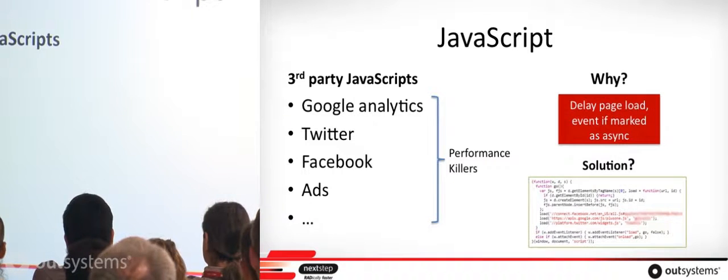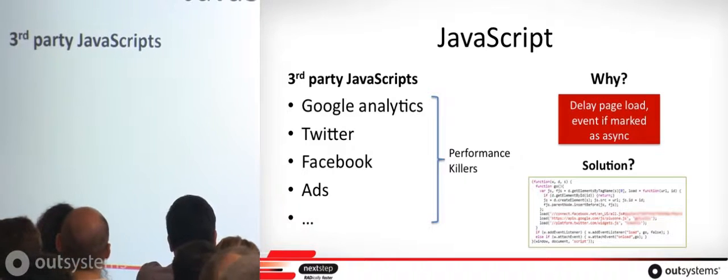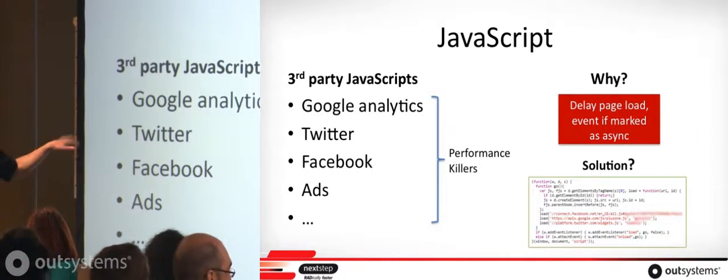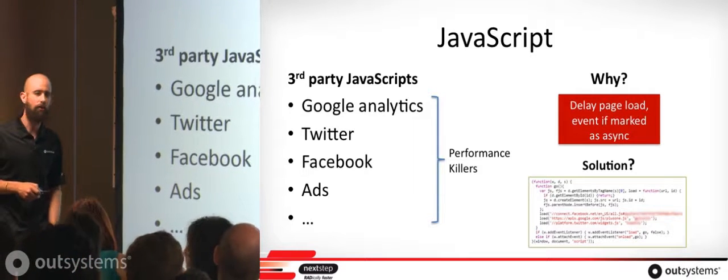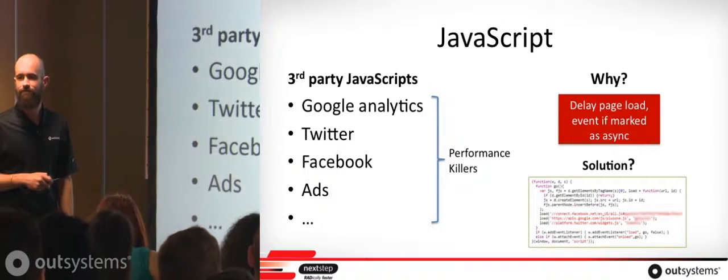Another thing is third-party JavaScript. This is another reason why we use JavaScript in our applications, because we want to have Google Analytics, and Twitter, and Facebook buttons, and ads, and so on. So these are really performance killers.